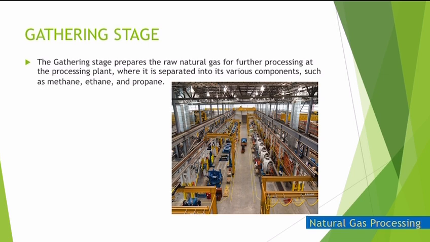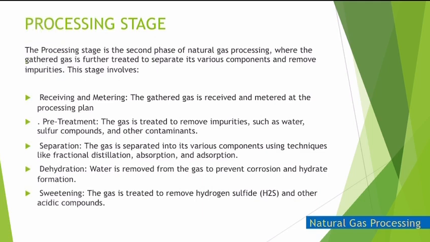And this is a picture of how the gathering stage takes place. Processing stage. The processing stage is the second phase of natural gas processing, where the gathered gas is further treated to separate its various components and remove impurities. This stage involves, one, receiving and metering.